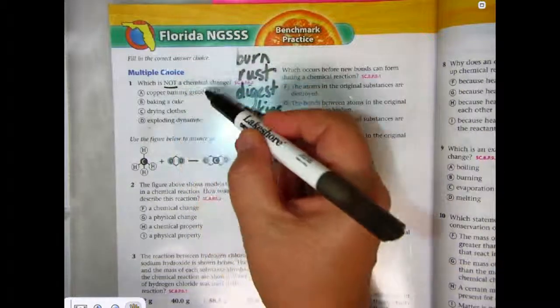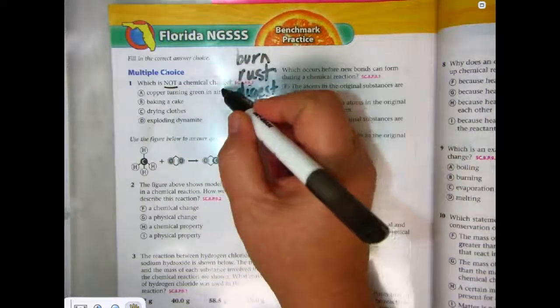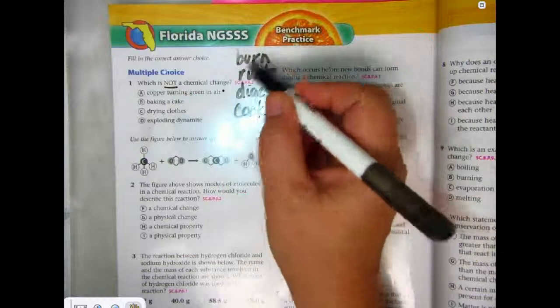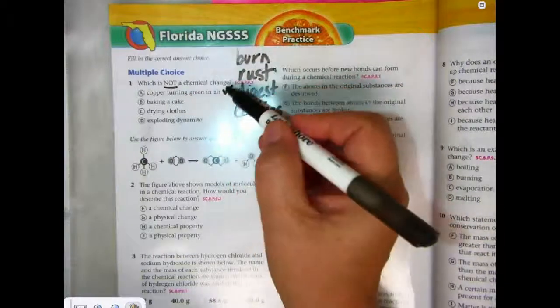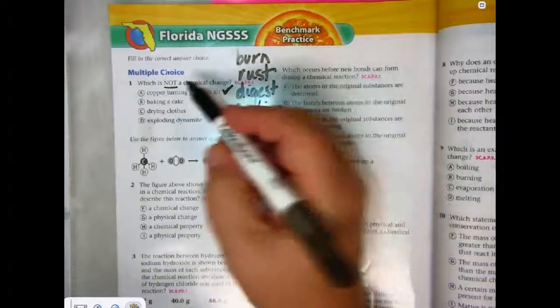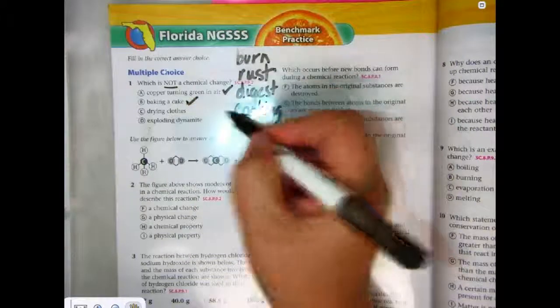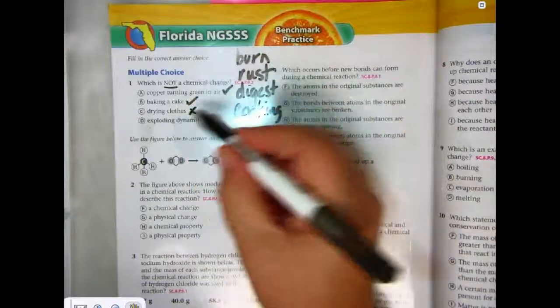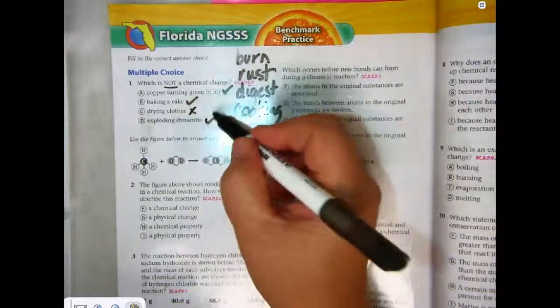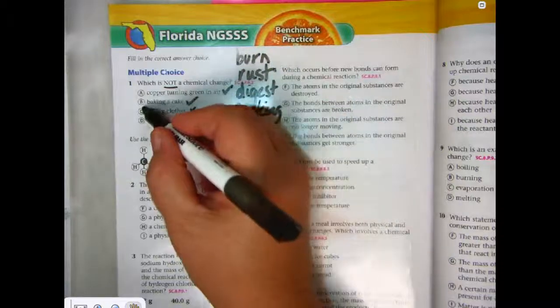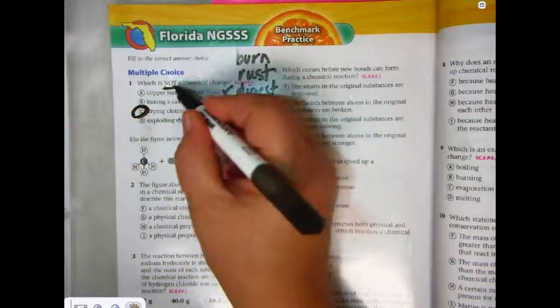Okay, so copper turning green in air. Well, that's rusting or burning, because actually you're oxidizing. Baking a cake is cooking. Drying clothes, that's neither of those, so that's not. And exploding dynamite is burning. So all these are chemical changes. Drying clothes is not a chemical change, and this is what it says, which is not a chemical change.